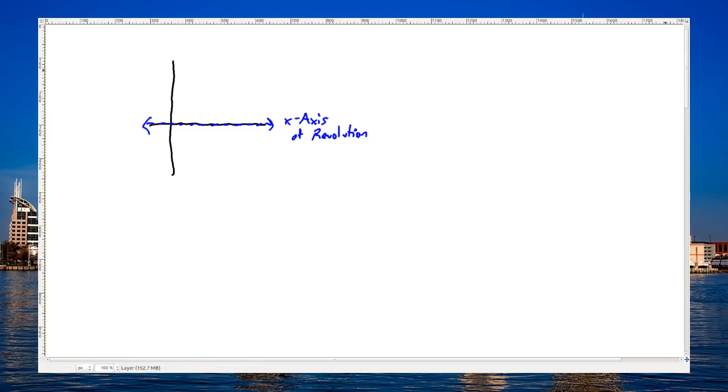And also to keep things simple, let's assume that the curve is positive, it's in the positive y values. So it's above the axis of revolution. All right, and we made this very simple curve. It's parameterized from t is equal to a to t is equal to b.